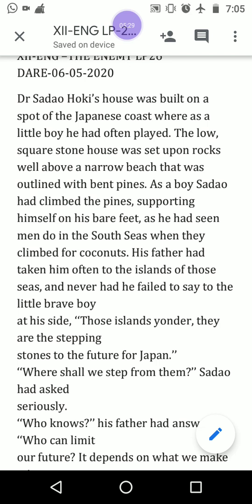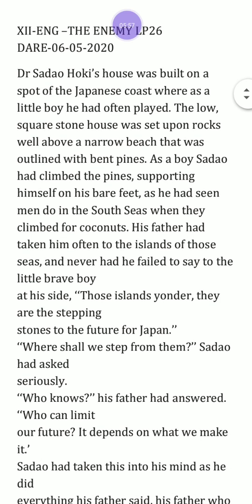I will give you the explanation one by one. Hockey's house was built on a spot of the Japanese coast where as a little boy he had often played. Most of the Japanese used to live near the coast side. You know that Japan is a very small island, and beside that it contains so many small islands, more than 1000 islands.